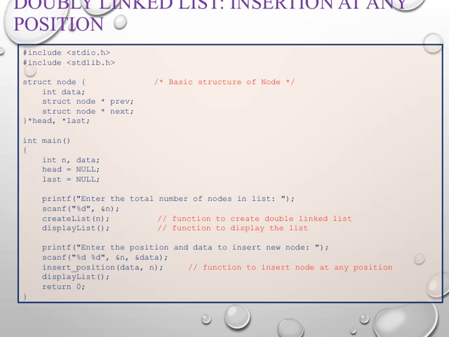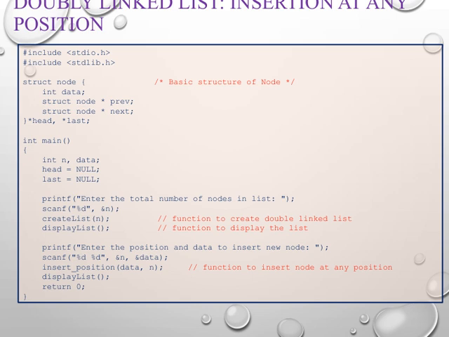In the main function, we initialize the head and last pointers to null, indicating that the list is initially empty. We then prompt the user to enter the total number of nodes, which we store in variable n. Next, we call createList with n, which is a function responsible for creating the doubly linked list with n nodes. After creating the list, we display it using displayList. This helps us verify that the list has been constructed correctly.